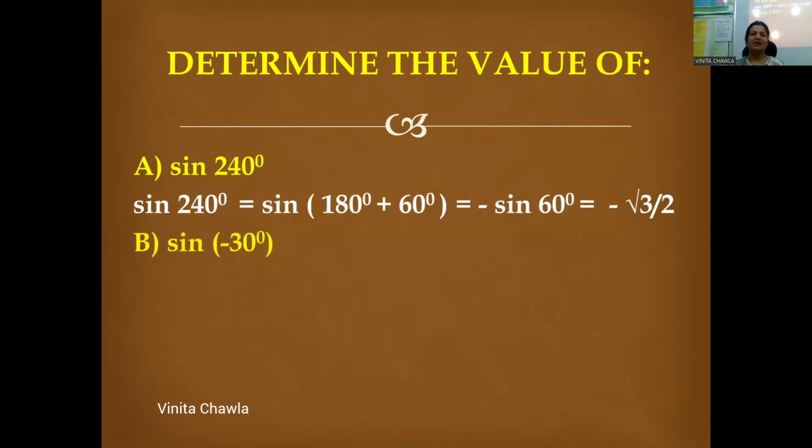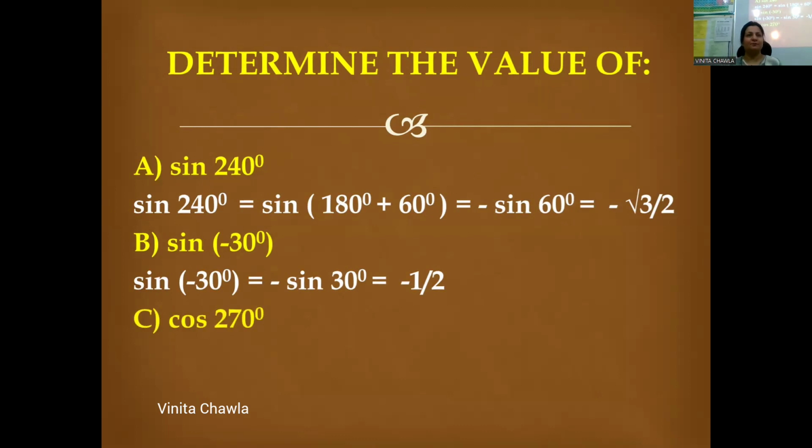Second, sine minus 30 degree. What is the value of sine minus 30 degree? Sine changes to minus sine, it becomes minus sine 30 degree. Sine 30 is half, so the answer is minus half. Next, cos 270 degree. Zero.